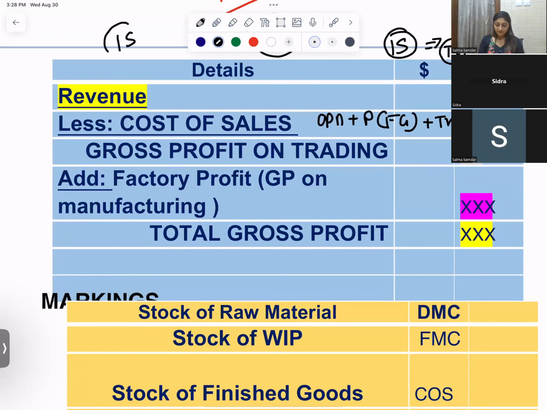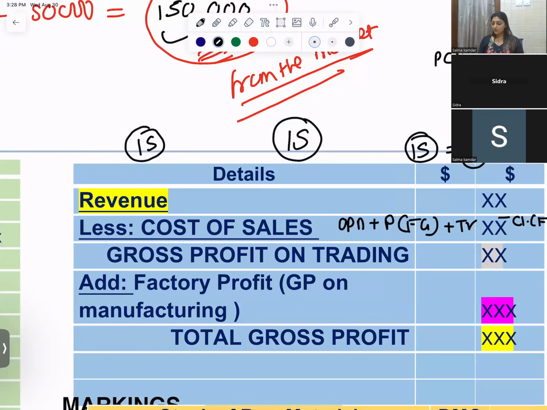If it's 15%, you will just do 15 upon 115. That depends on whether 15% is markup or margin. So you will always have this formula: PCCG plus FP or MP will give you TP, transfer price. If it is 15% of the transfer value, then it will be this. If it is 15% of the cost, then this will be 115.